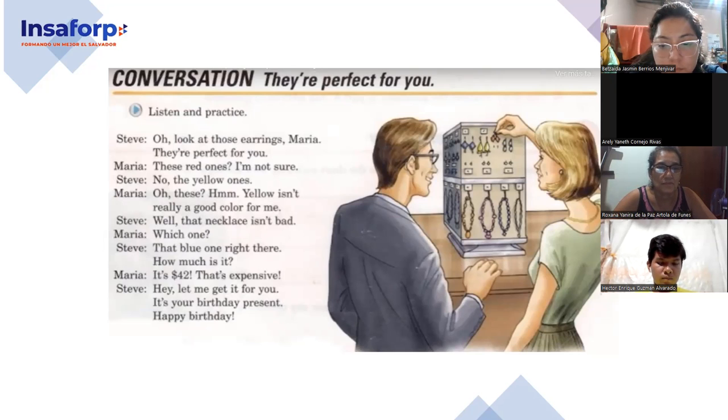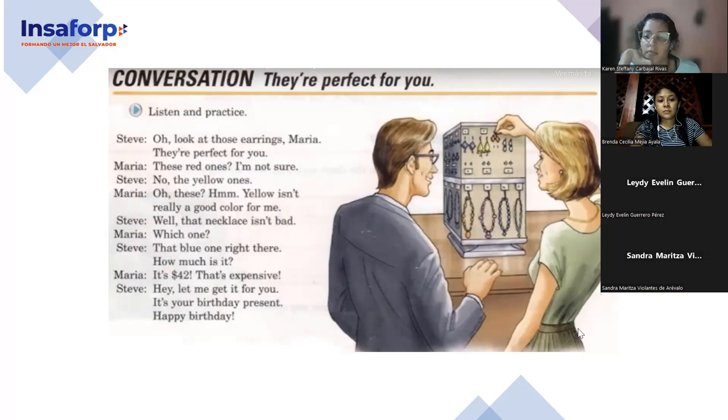Oh, look at those... ¿Cómo se pronuncia eso? Ya se me olvidó. Earrings. ¿Lo pronuncio bien? Yes, that is correct. Okay. Look at those earrings, Maria. They're perfect for you. These red ones? I'm not sure. No, the yellow ones. Oh, yellow isn't really a good color for me. Well, that necklace isn't bad. Which one? That blue one right there. How much is it? It's $42. That's expensive. Hey, let me get it for you. It's your birthday present. Happy birthday. Thank you so much. Very good, the two of you.